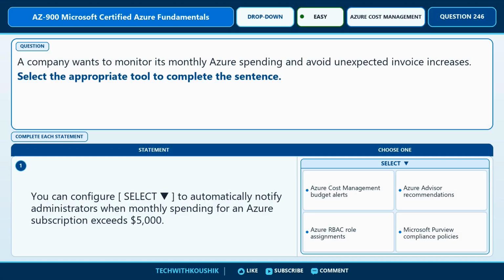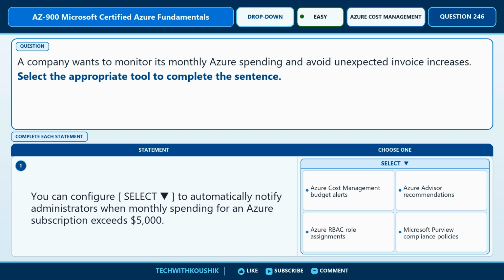Take a careful look at question number 246. Pay close attention to what the scenario really requires. A company wants to monitor its monthly Azure spending and avoid unexpected invoice increases. Select the appropriate tool to complete the sentence.